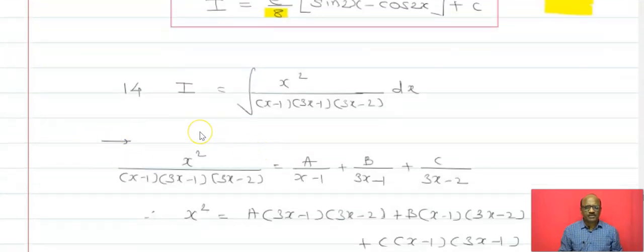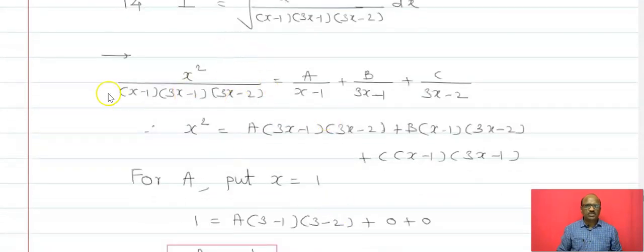Now the problem number 14, that is I is equals to integral x square upon in bracket x minus 1, 3x minus 1, 3x minus 2 into dx. Now this can be written as x square upon in bracket x minus 1, 3x minus 1, 3x minus 2, equals a upon x minus 1 plus b upon 3x minus 1 plus c upon 3x minus 2.